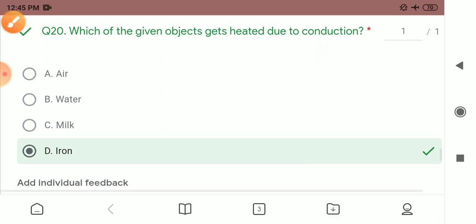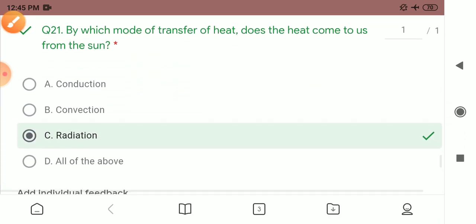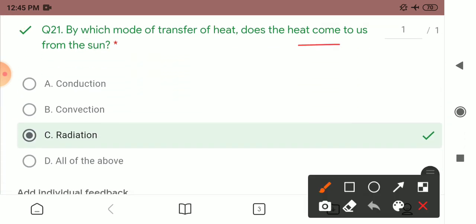Next is 21st number. By which mode of transfer of heat does the heat come to us from the sun? We are getting heat from the sun by which mode of transfer of heat? The options are conduction, convection, radiation, or all of the above. So here your answer is option C, that is radiation. By radiation, the heat comes to us from the sun.